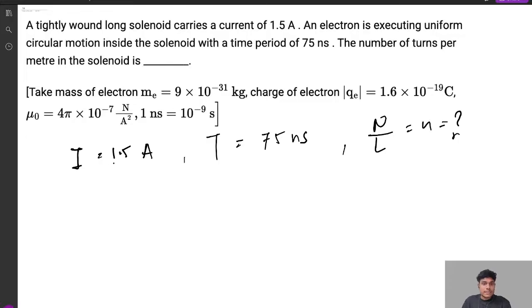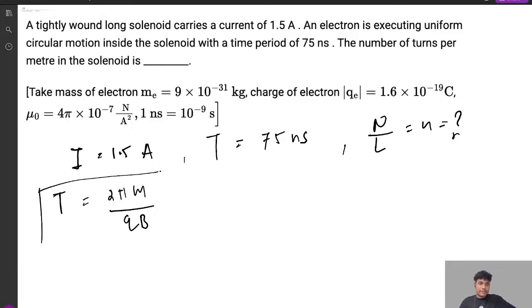Okay, if you know the time period of the electron moving in a magnetic field, once I will derive the time period formula, or you have to remember. So I directly write the time period formula, and after that I will tell you how to derive it. That is 2 pi m by qB. That is the time period of a particle moving in a circular orbit. So here is our time period.